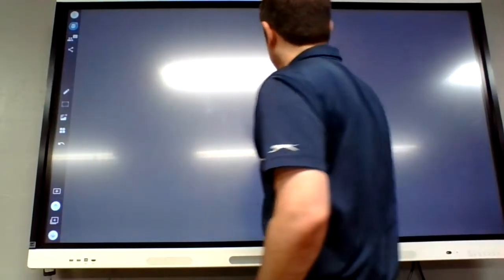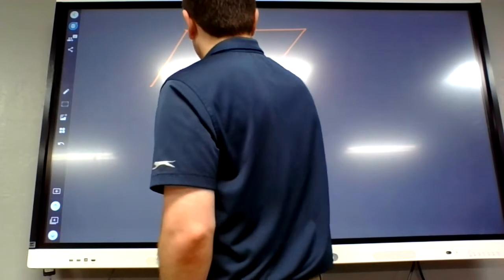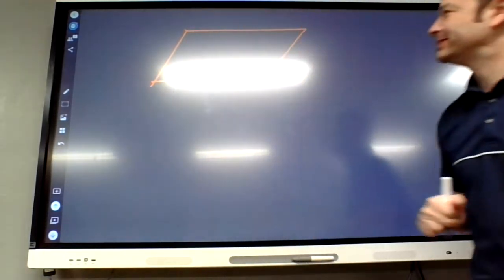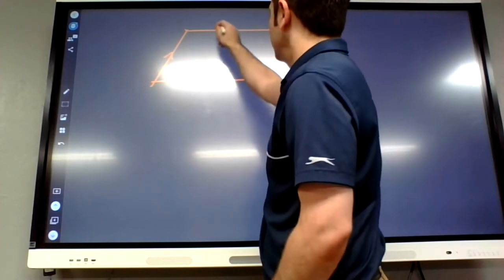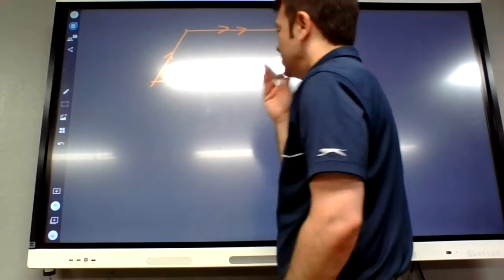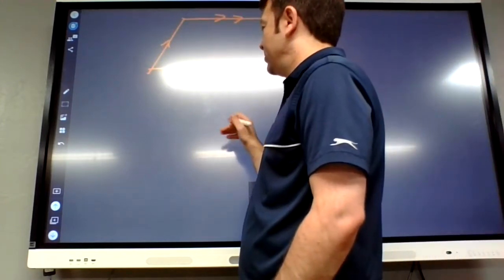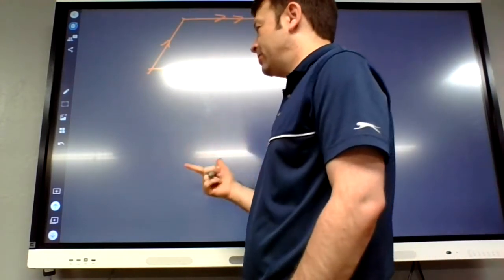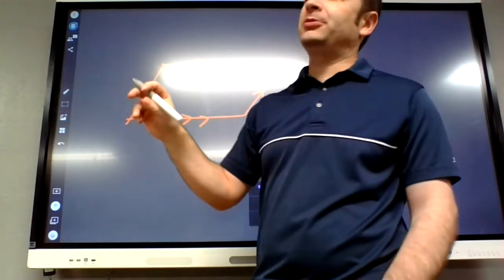Alright, do you guys remember what we talked about yesterday? Angles. What is that? That is a parallelogram. These two sides are parallel, these two sides are parallel. So a parallelogram is a quadrilateral, but opposite sides are parallel. What do the angles add up to in a quadrilateral, by the way?